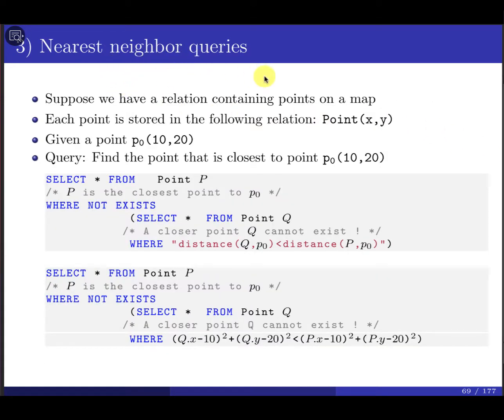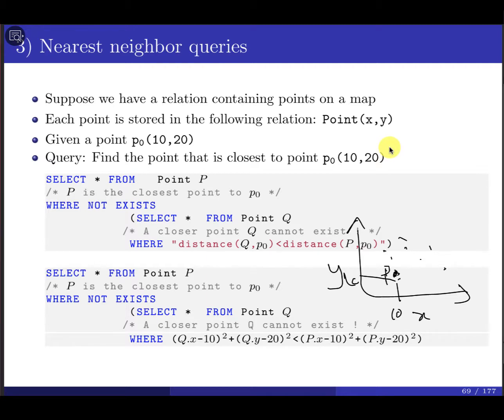Nearest neighbor queries. In this case, the data contains points on the map. So assume that you have a point of interest, whatever, a restaurant or a location. The scenario we have is that each point is stored as X and Y. Then I'm going to ask you, for example, this is just a description, how can we answer the nearest neighbor query? I give you a specific point that has the value of X and Y, assume 10 and 20, and I say find the nearest neighbor, the closest point to this point.